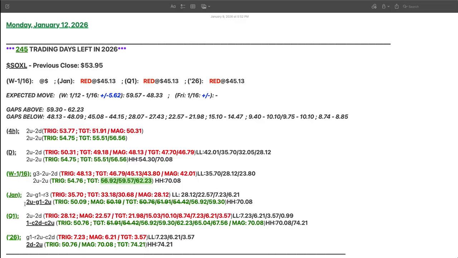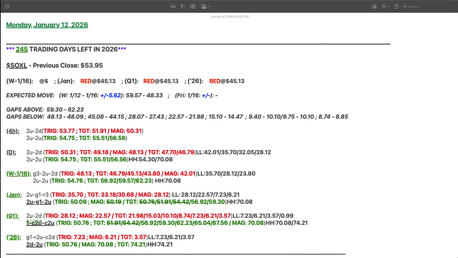We talked about on the month, we triggered that 2-1, 2 up at 50.09. 50.19 was the magnitude, so we've blown through that, and we've blown through 3 of our extended targets. So we've got that 56.92 and 59.30 as our remaining extended targets for the month. If we happen to get there, it's only $6 away. SOXL can do that in a day or two. On Monday, we'll go ahead and put some extended targets out there in Monday's video. But for now, this is what we're looking for.